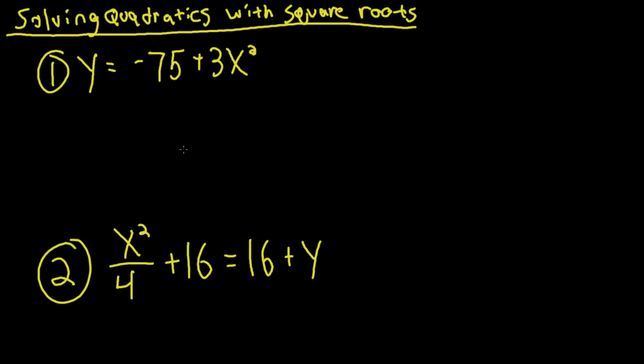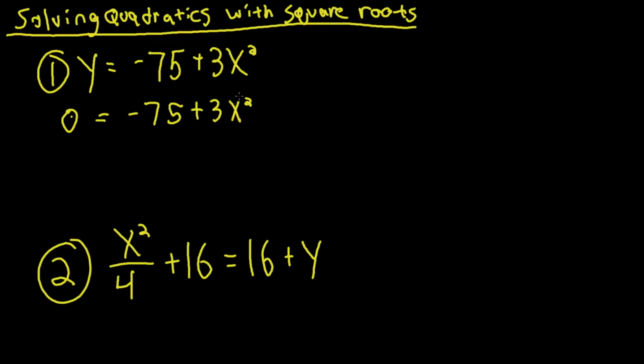Good morning, everyone. Today we're going to be solving quadratic equations using square roots. So let's get started. Whenever it says solve a quadratic, your first step is always going to be to set y equal to 0. So we're going to set y equal to 0. We still have our negative 75 plus 3x squared.